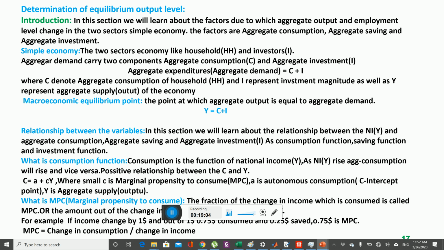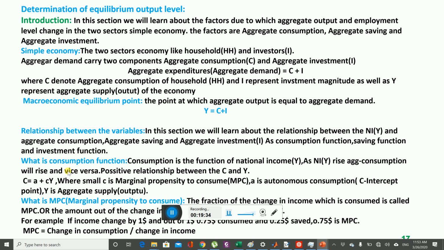In this consumption function, we have two variables. One is dependent and the other is independent. The dependent variable is aggregate consumption and the independent variable is aggregate output. The symbol for national income is Y. When this national income Y increases, aggregate consumption of the people will increase. But if the national income Y decreases, aggregate consumption will decrease.